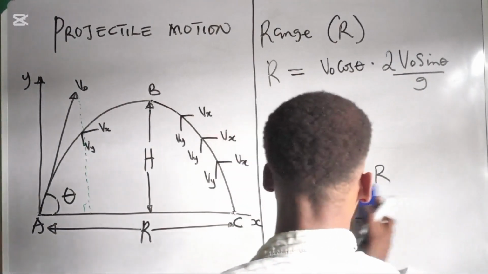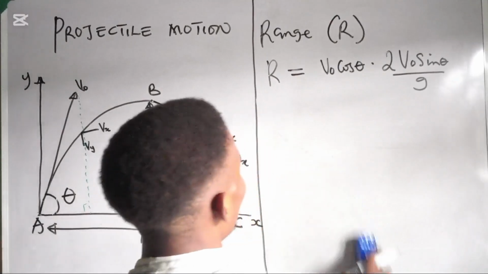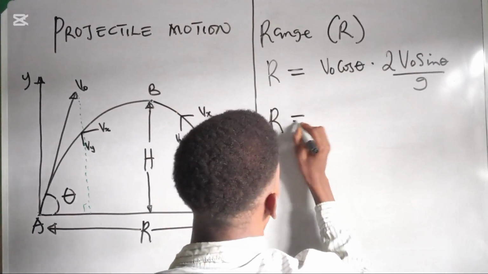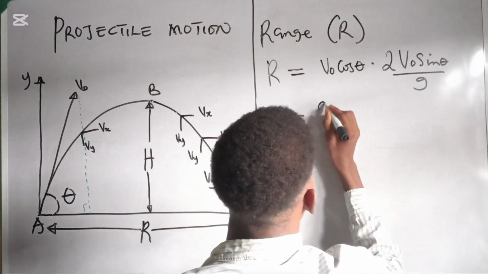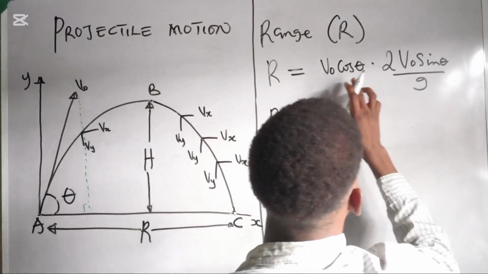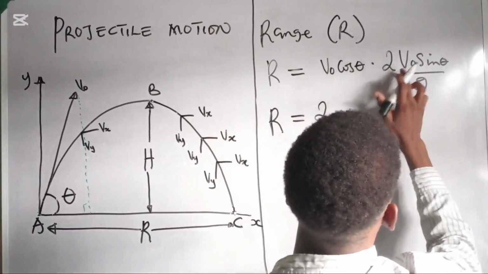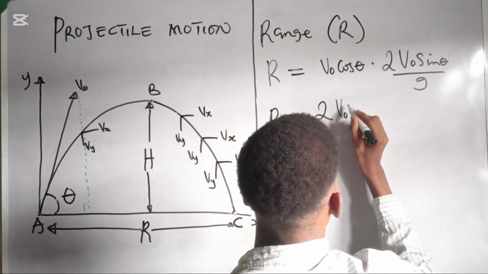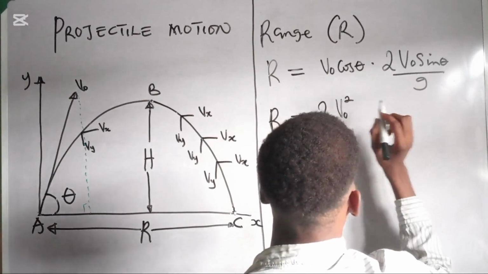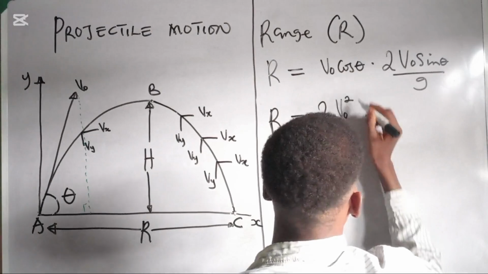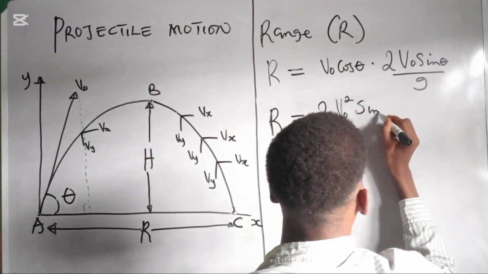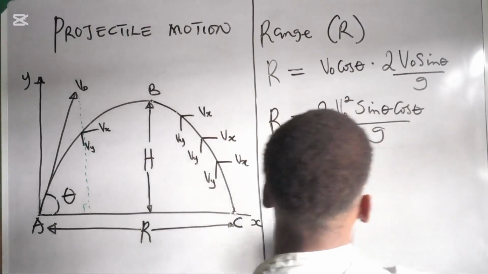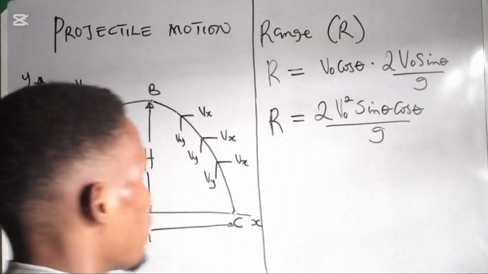Then if you are done with that part, you can now multiply them together. And if you do that, you're going to have range to be 2, multiplied by V naught times V naught, which is V naught squared, then sine theta cos theta, or cos theta sine theta, is still the same thing, divided by g. So that's what you're going to have.